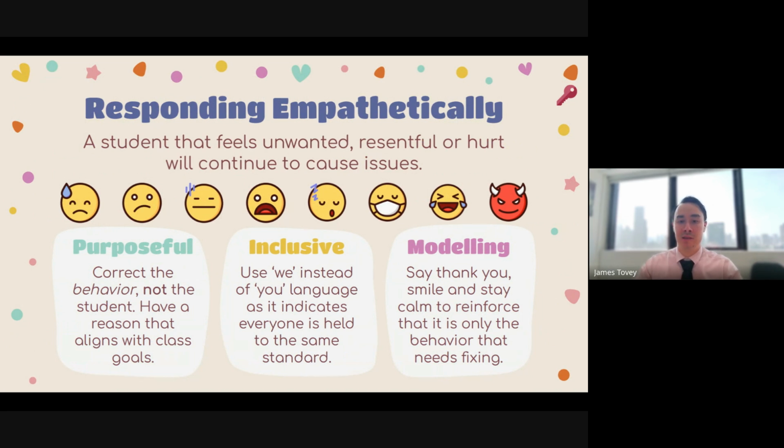They don't want to feel targeted as individuals. Not targeting individuals is being inclusive. So use we language instead of you language, as it indicates everyone is held to the same standard. It's not you should be doing this, you should be doing that. It's we're all going to be doing this for the lesson here. That's what we're all doing. So it's more community responsibility, that they have to do their share as part of that community, rather than saying it's all up to them to do this, do that.